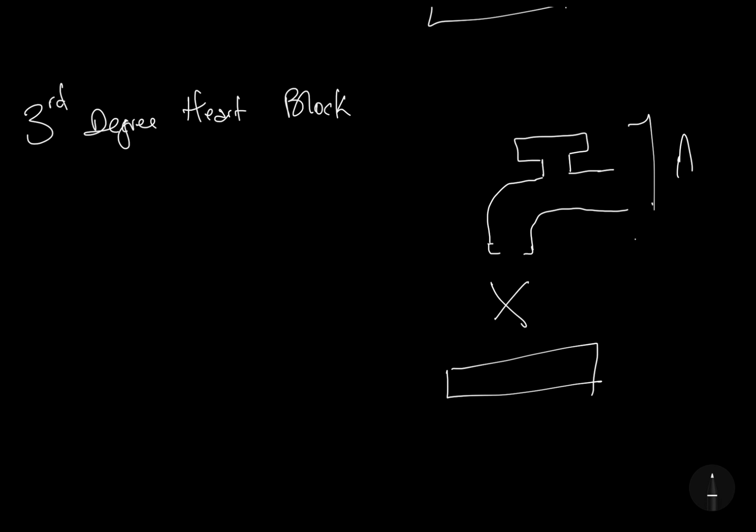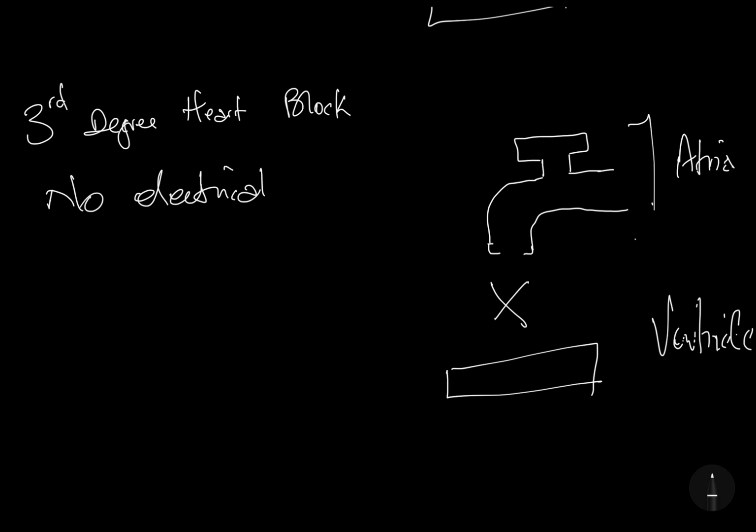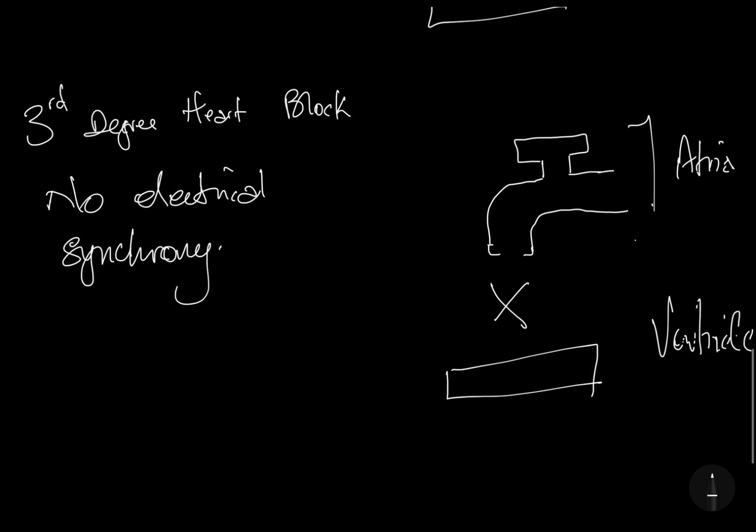This is the atria, ventricle, and so there's no electrical synchrony. Right, so there are no impulses getting through. Of course, we call this complete heart block, right? No electrical impulses are getting through from the atria to the ventricles.